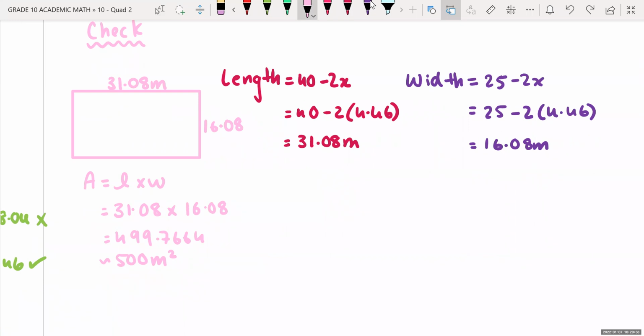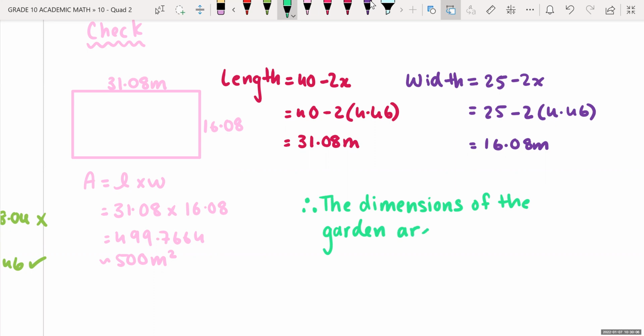The width is, I made a mistake. I wrote 20 by mistake. It should have been 25, 16.08. And then when you multiply these numbers, you end up getting an area of 500 meters squared. So as our final therefore statement, the question asks, what dimensions must the garden have? Therefore, the dimensions of the garden are, and you can write it as length is 31.08, blah, blah, blah. I'm just going to write them as 31.08 meters by 16.08 meters.